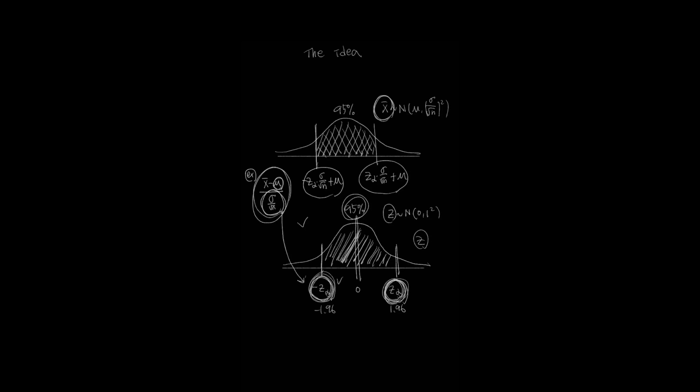So in the last video, we got to understand the basic idea, the core idea of confidence interval. So now we know that in this range, 95% of X bar are living. So we can make a range again.